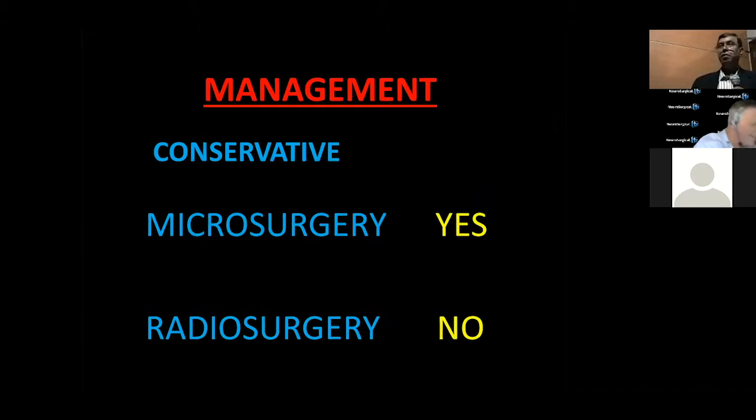What do you mean by conservative? Conservative, that you just leave it alone and see what happens. Yeah. They'll come to you, especially in the incidental cases, and the patient has no symptoms and no problem, then you would say, I will wait, because surgery entails risk. You would say, surgery entails 3 to 5% risk, incidence of hemorrhage and so on. So if it did not bleed before, you may consider to do that, especially if it is deep-seated.